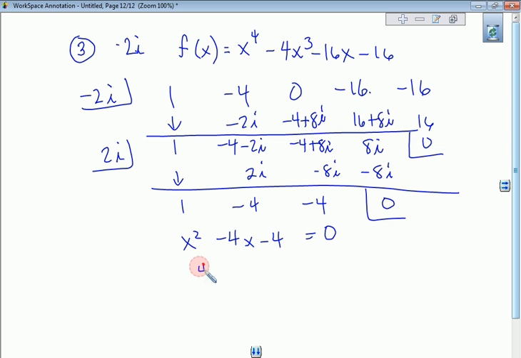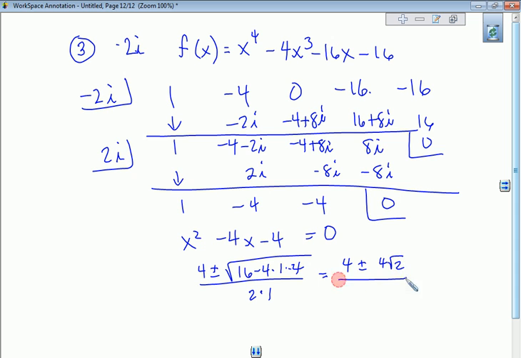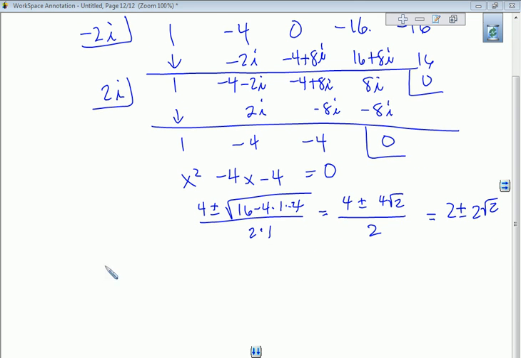So we're going to do -b plus or minus the square root of b squared minus 4 times a times c, that's a -4, all over 2 times a. And this is going to give us 4 plus or minus 4 roots of 2 when we simplify over 2, which is 2 plus or minus 2 roots of 2. So my zeros are -2i, positive 2i, 2 plus 2 roots of 2, and 2 minus 2 roots of 2.